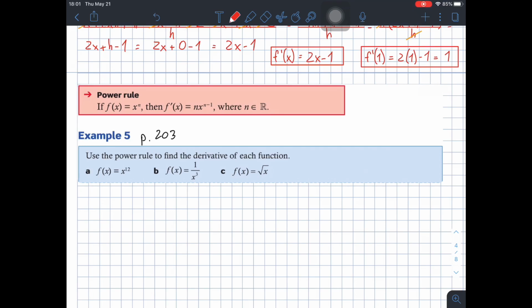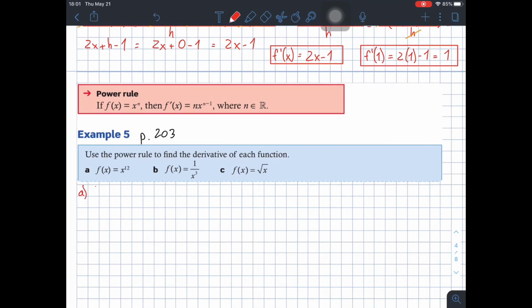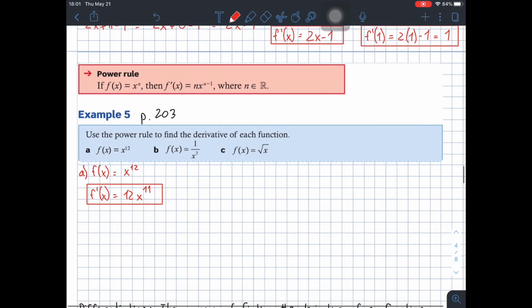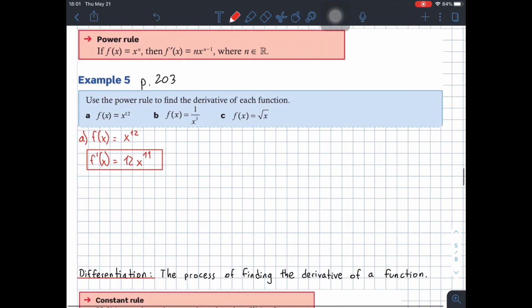So for part A, we have f of x equals x to the power of 12, sorry. So if we follow the rule, we need to find f prime of x, we need to take the exponent down, so this would be 12x, and the exponent is reduced by 1. So if it was to the power of 12, now it should be to the power of 11, right? And that's it. This is the gradient function for this particular function, okay? This was an easy example. Now, look at B. We're going to get some more complicated examples later on.